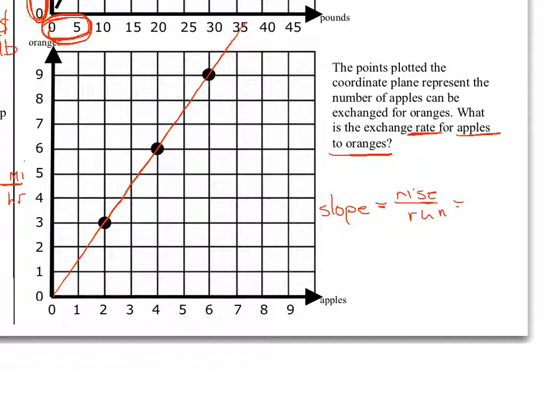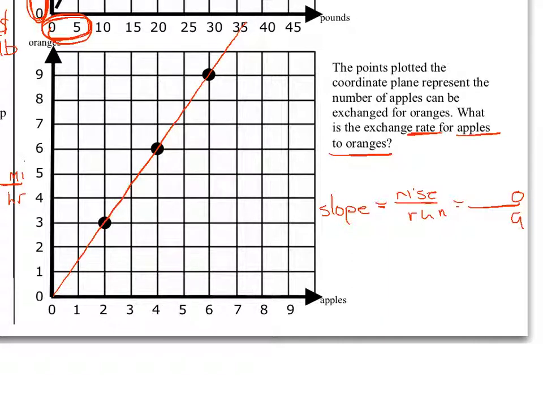And I'm going to check the units on my coordinate grid. The units of my rise are oranges. And the units of my run are apples. So this rate is actually going to give us the rate of oranges to apples. The question asks us for apples to oranges. Just remember that's the difference between the different ways you can write that rate. So once we get our slope, we're actually going to need to use its reciprocal to answer the question.